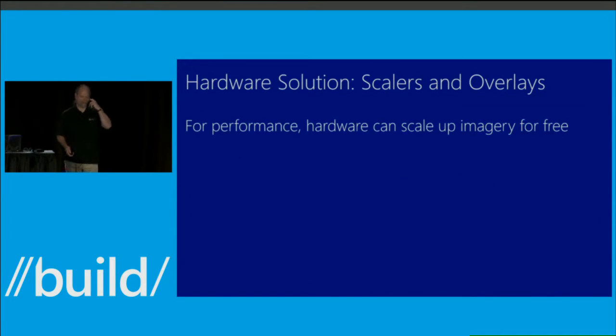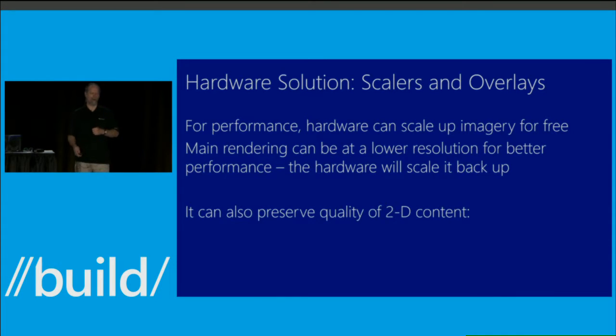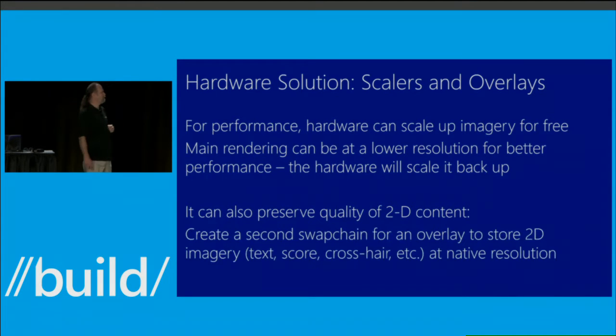So again, our fix there is we put specific support in the operating system to enable the hardware to solve this problem, which is to allow your application to render at a lower resolution, the 3D component at least, and then have the hardware scale it back up. And because we can compose the 2D content on later, we can preserve the quality of that because you can render it at native resolution in a separate secondary swap chain overlay.